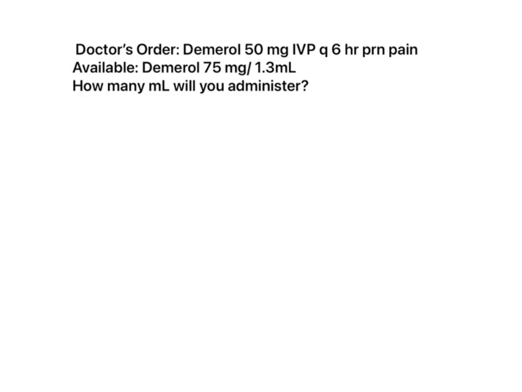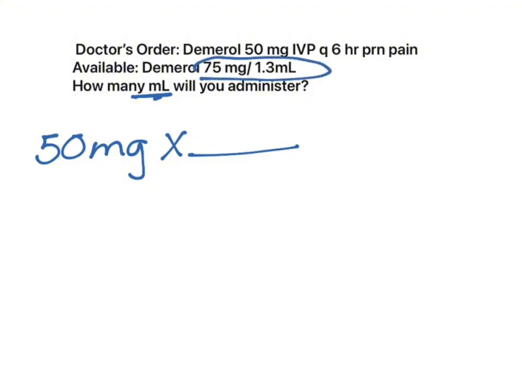The question says the doctor orders Demerol 50 milligrams IV push every 6 hours PRN for pain. What you have is Demerol 75 milligrams per 1.3 mLs. How many mLs will you administer? So our answer needs to be in mLs. So let's start with the physician's order. So the physician's order is 50 milligrams. So we know milligrams has to go because our answer needs to be in mL. So let's look at our problem and see where we can get milligrams from. So we found some milligrams right here.